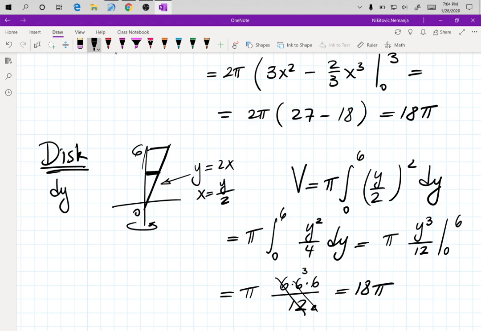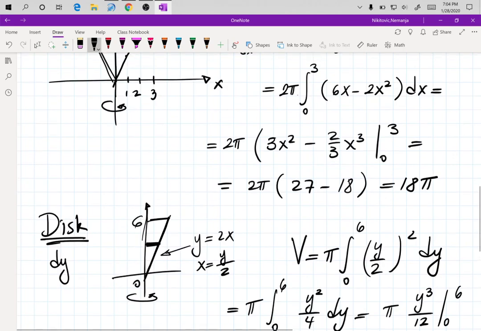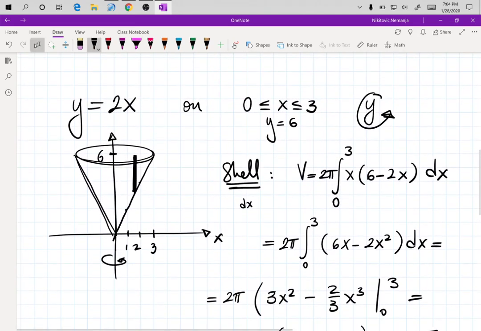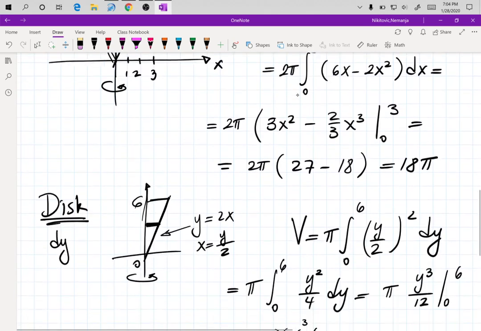It must be the same because same function, same shape, same object, same limits, same rotation, same everything. Different method. So if you are not getting the same numbers, look for your mistakes. And most of the mistakes are obviously not realizing that this is between two functions. So you have to do top minus bottom or far minus close, whatever you want.